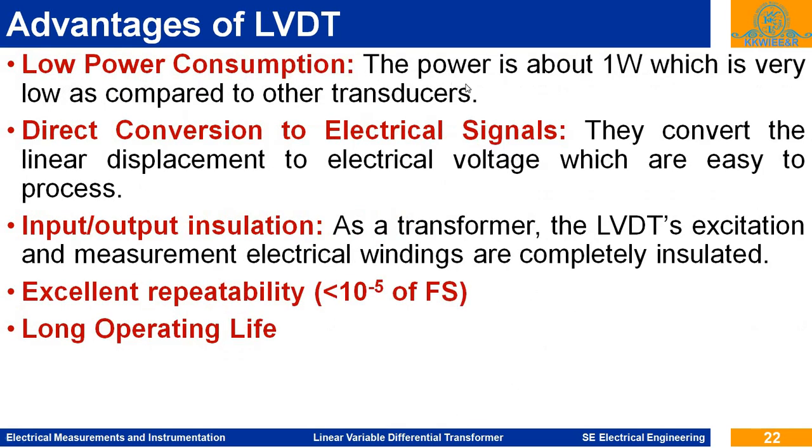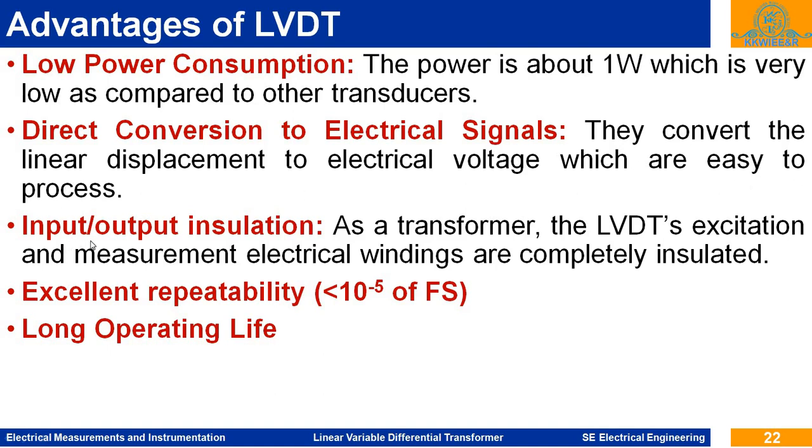Low power consumption, the power is about 1 watt, which is very low compared to other transducers. There is no iron core, so the loss and power consumption are very low. Then, direct conversion to the electrical signal. This displacement, pressure or force is directly converted into an electrical signal. They convert the linear displacement or other physical parameters to an electrical voltage, which is easy to process.